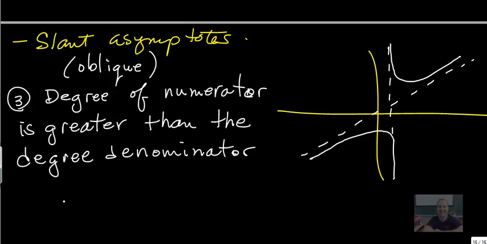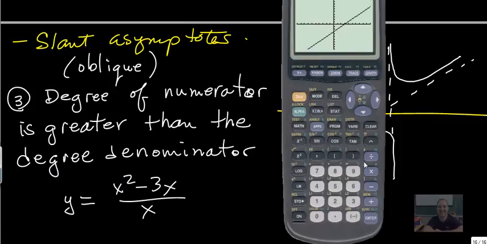So if we're looking at this right here, y equals x squared minus 3x all over x, that's an example where the degree of the numerator is greater. So let's graph it. Here we're graphing it. Maybe this isn't a great example. Maybe we have to zoom out. What does this look like to you? It looks like a line, doesn't it?